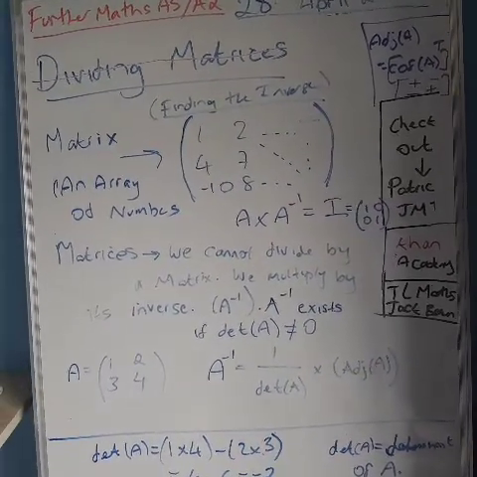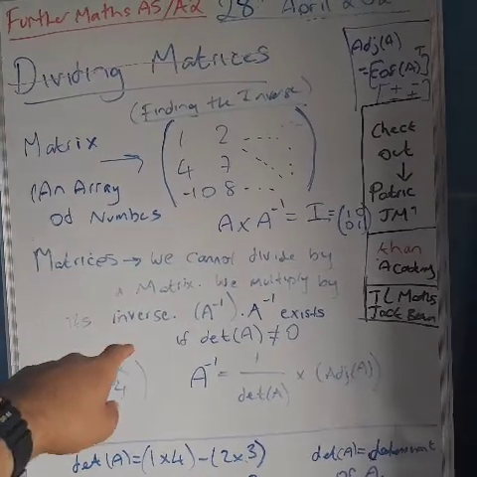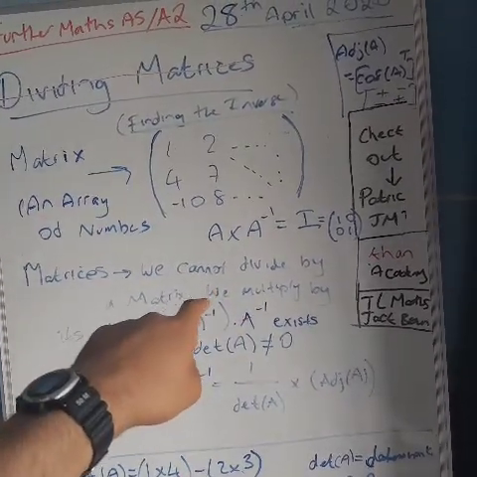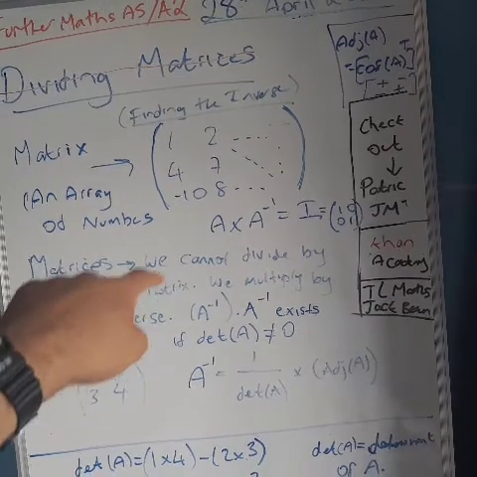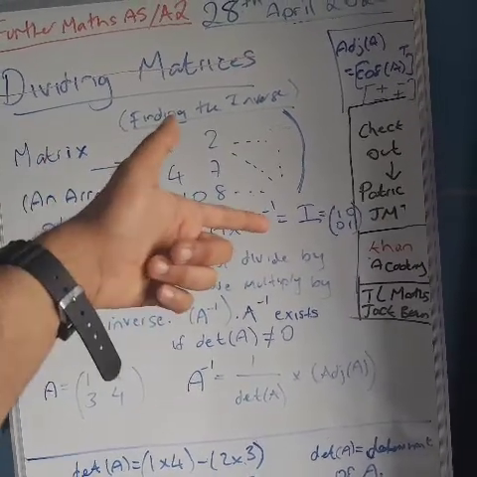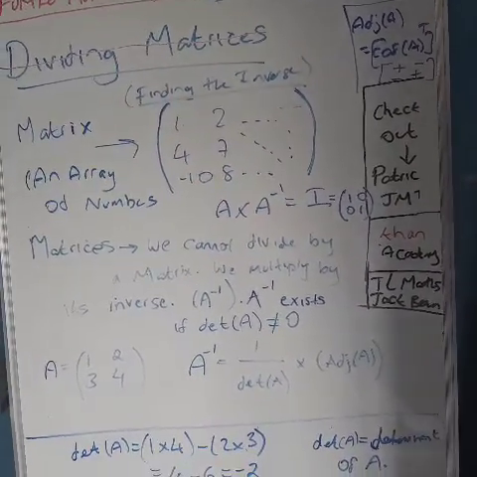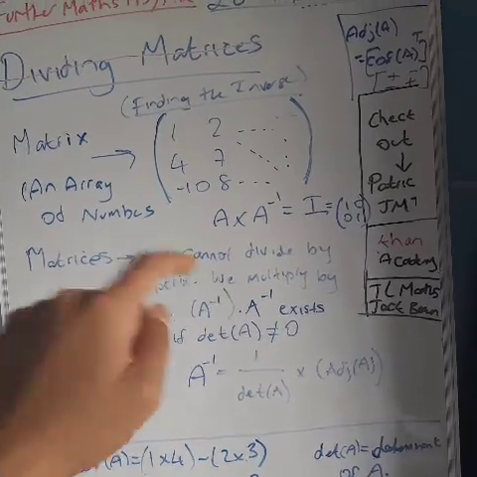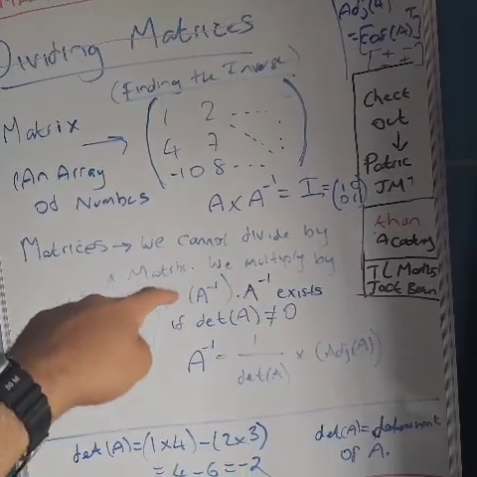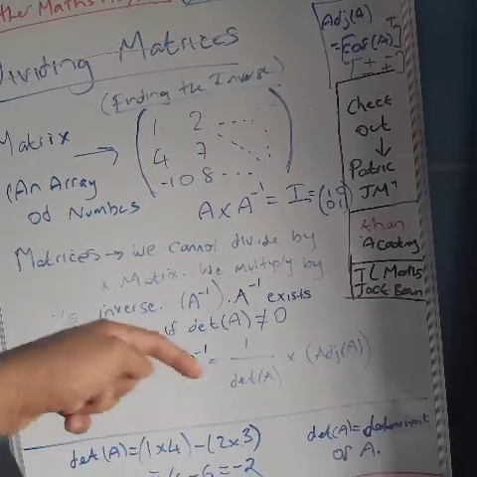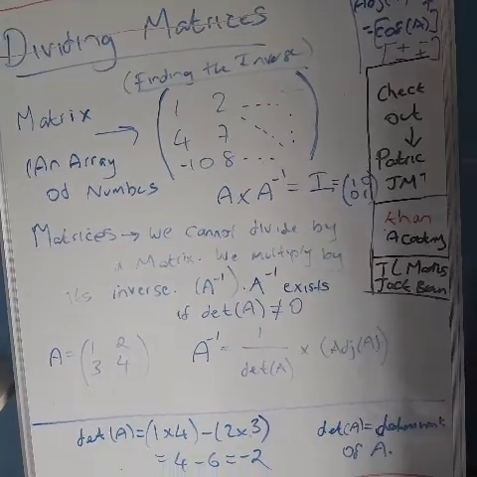So that's a little rule for matrices. We cannot divide by a matrix here; we essentially multiply by its inverse. The inverse of A is what I call A to the minus 1. A to the minus 1 exists only if the determinant of A is not equal to 0. I'm just about to come on to this now.